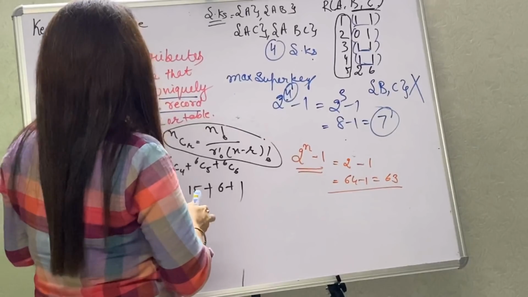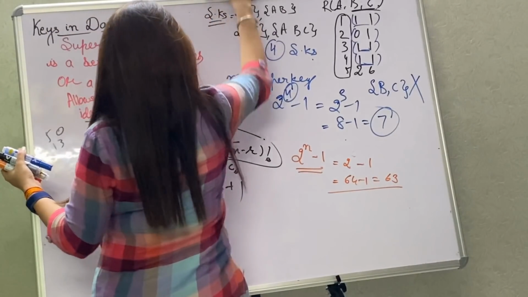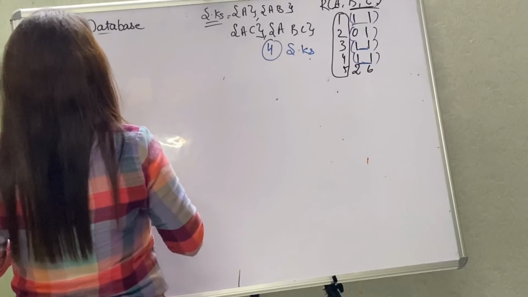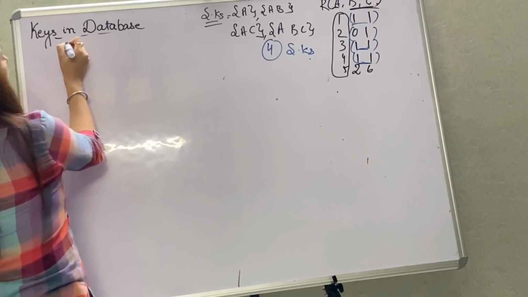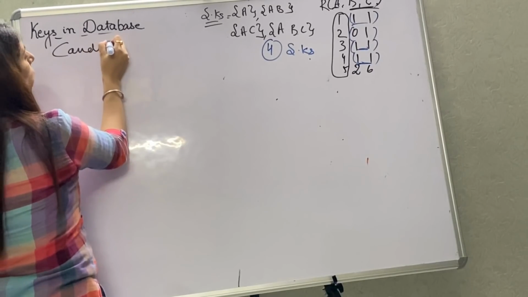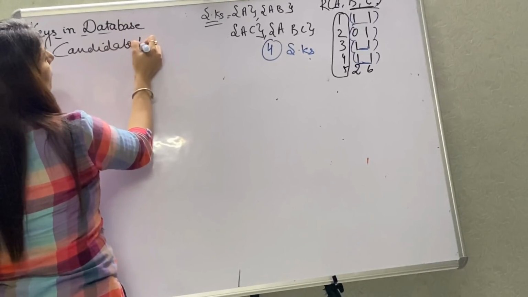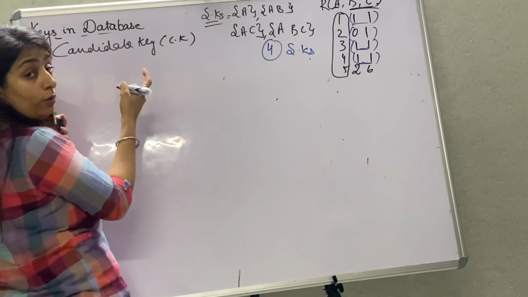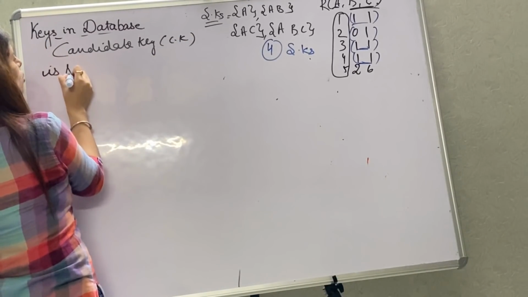Okay, so let me write down here candidate key. I will use CK for that. Fine. So what is it now? It is a super key.